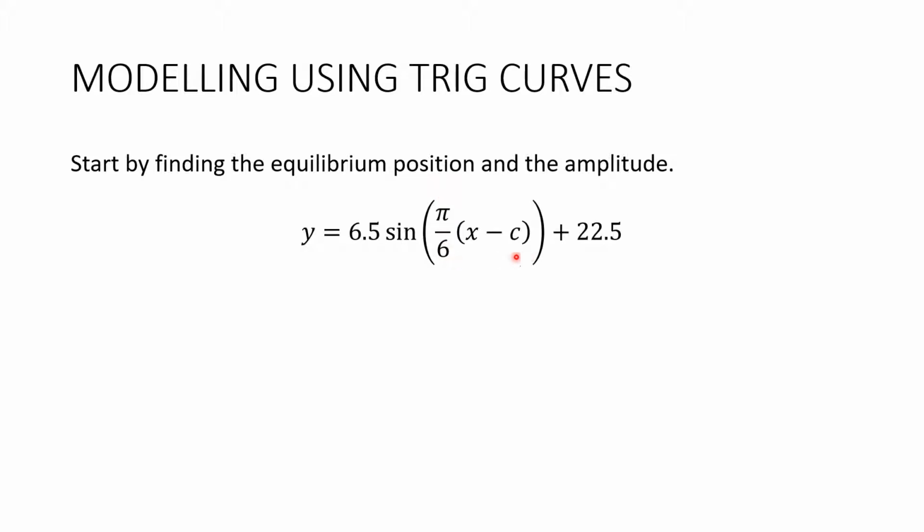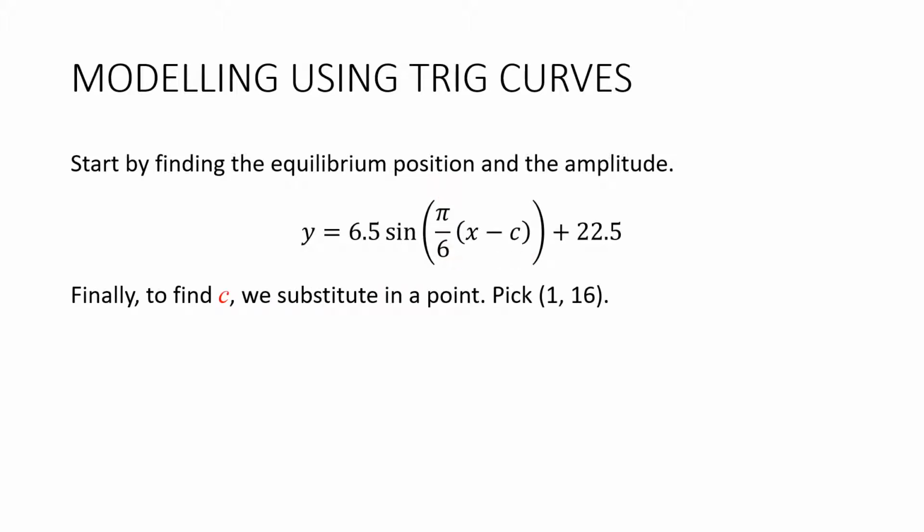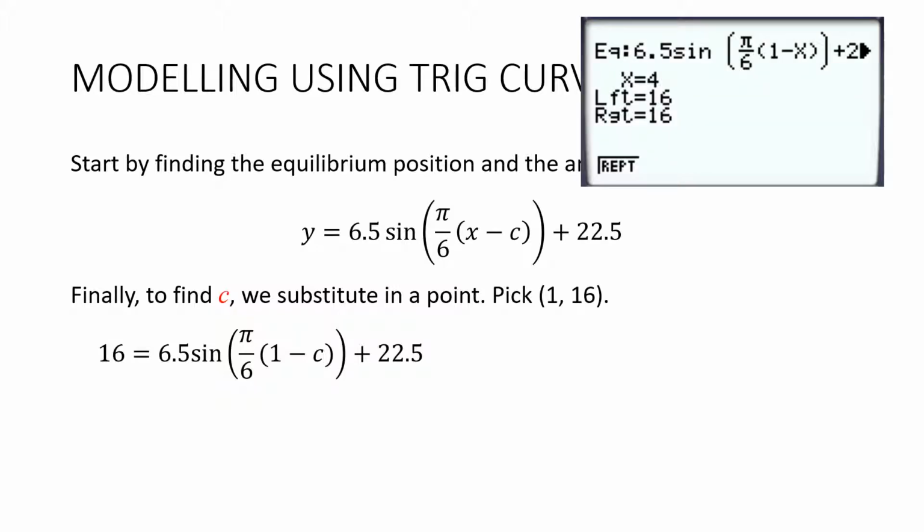And finally, we've got to find the value C. The easiest way to do that is just to substitute a point in. So let's pick 16, which is the temperature in January. Substitute it in. Now, your calculator will most likely solve this if you put it in correctly and use equation solver. So it tells you that X, which in this case is C, is going to be equal to 4.